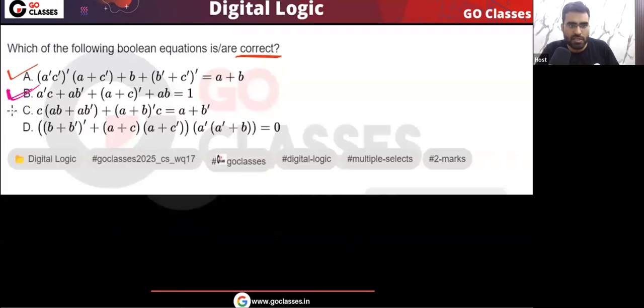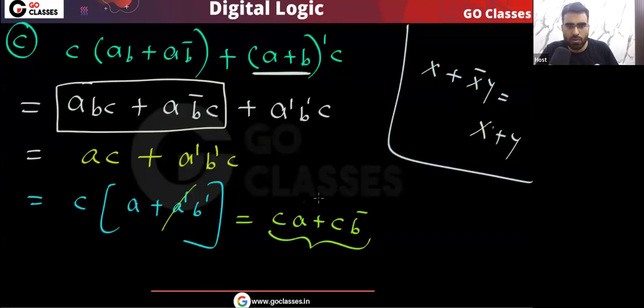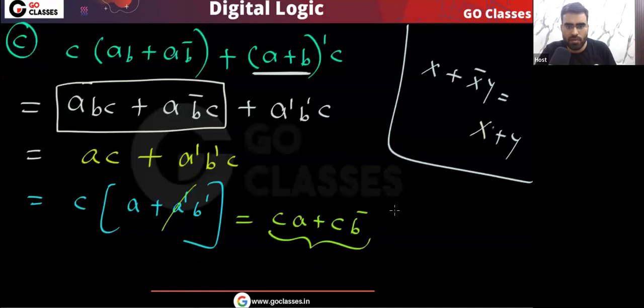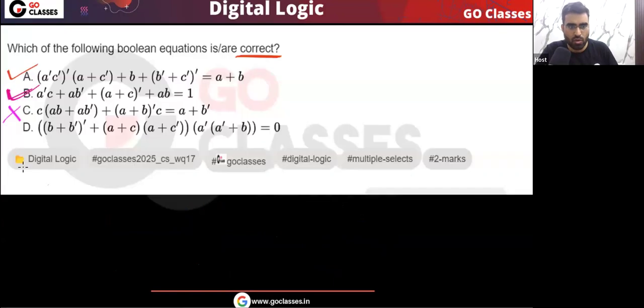So this option C, this is wrong, right? Is this clear? In option C, you are getting this equation. So option C is definitely wrong. Okay. What about option D? Let's check option D.